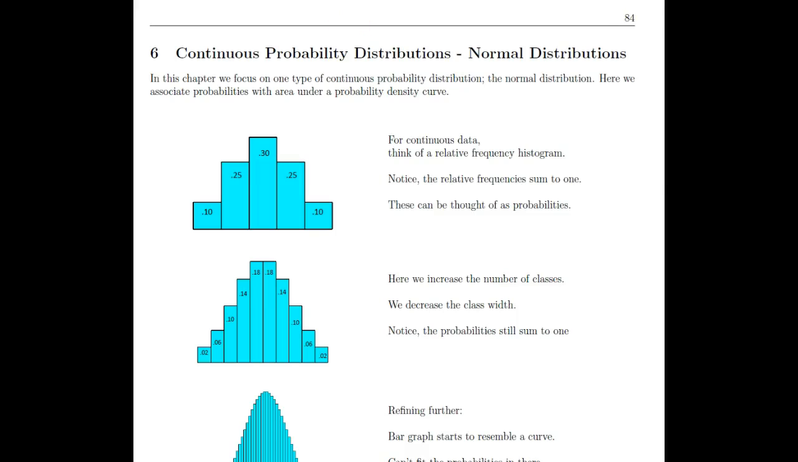Hi everybody. Today we're going to move on into talking about continuous probability distributions. The most common one we're going to be talking about is called the normal distribution.